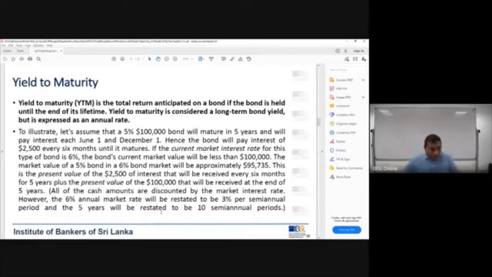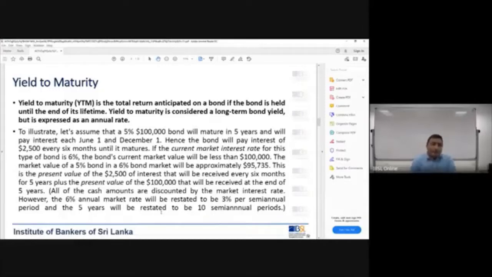Okay, so this would give you an insight into whether you are buying a bond or a financial asset at a price below its face value or at a price above its face value. We will come to greater details, but to illustrate, let's assume that a 5% $100,000 bond will mature in 5 years and will pay interest in June and December, 1st of June and December 1st. That means interest is paid at 6-monthly intervals.